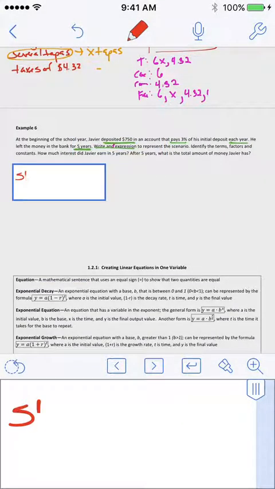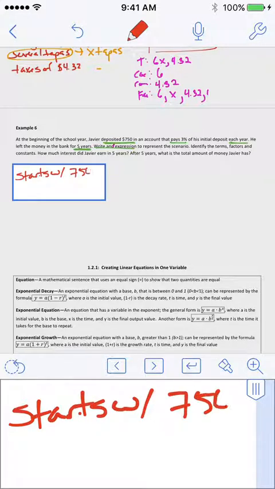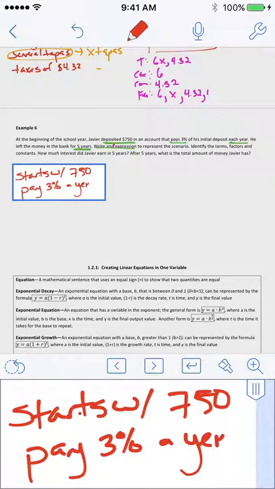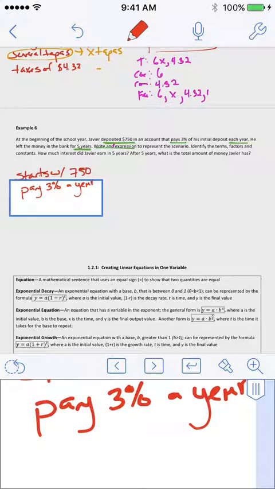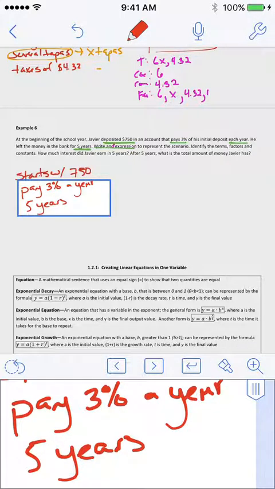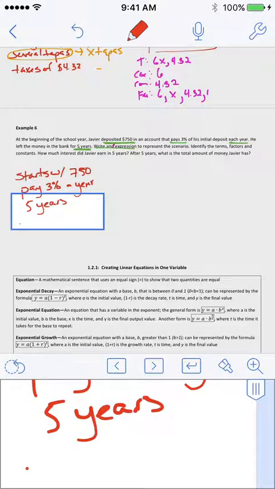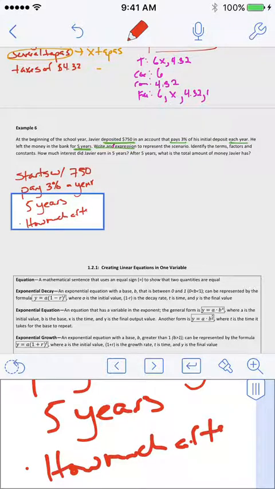Alright, so he starts with 750. Starts with 750, right? That's what deposited means. He takes $750, he puts it into the bank. So that's what it starts with. And it pays 3% a year, and he leaves it in there for 5 years. All right, cool. And then they want to know how much after the 5 years.